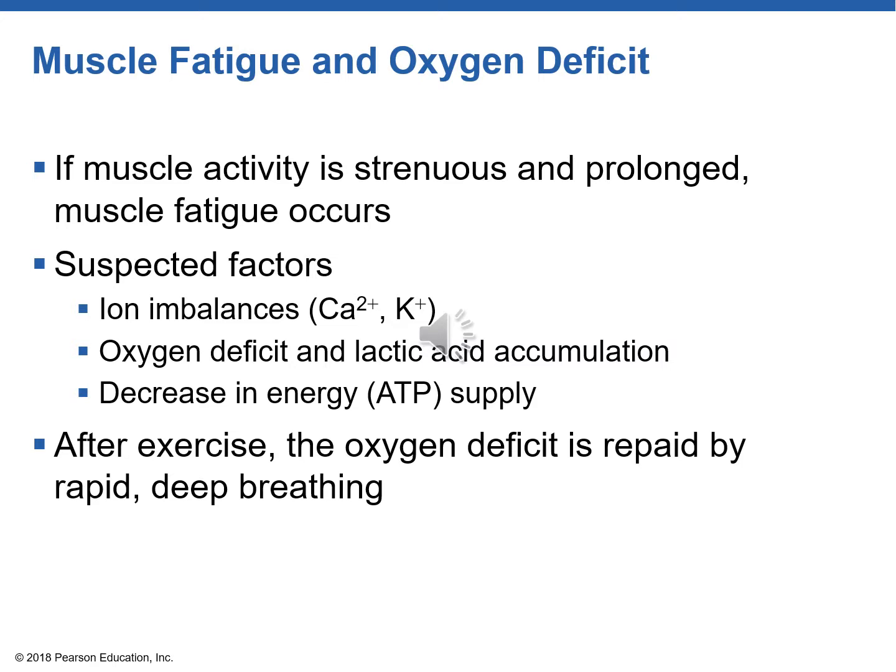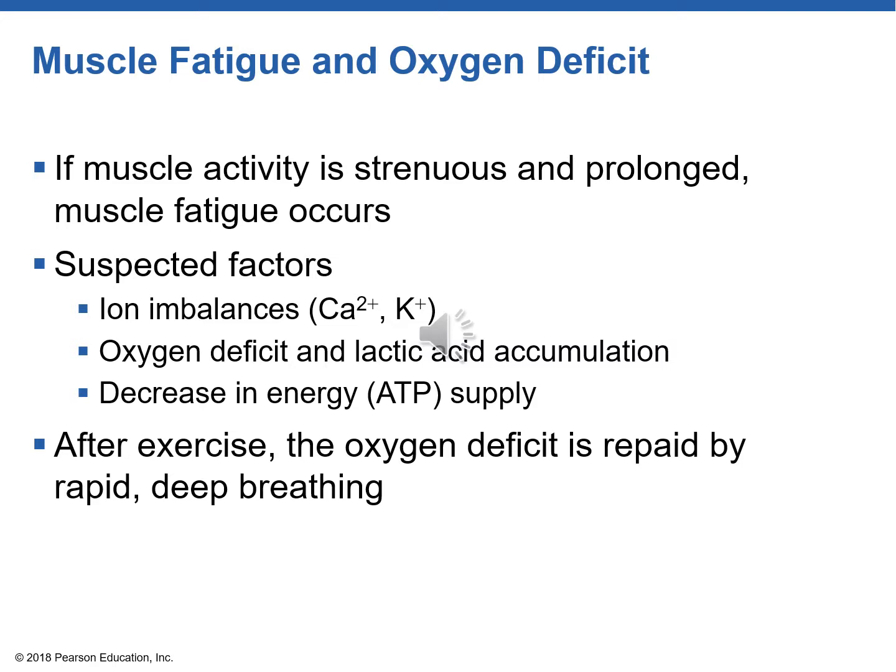So if we have muscle activity that's strenuous and prolonged, we'll say that this walk that I do is about 4 or 5 flights of stairs, and I usually do it very quickly. What is thought to happen is that there becomes an ion imbalance in the cells of calcium and potassium. There's an oxygen deficit. We have too little oxygen in the area, an accumulation of lactic acid from the anaerobic metabolism, and not enough ATP is able to be supplied to the muscle tissues. This makes us feel pretty fatigued.